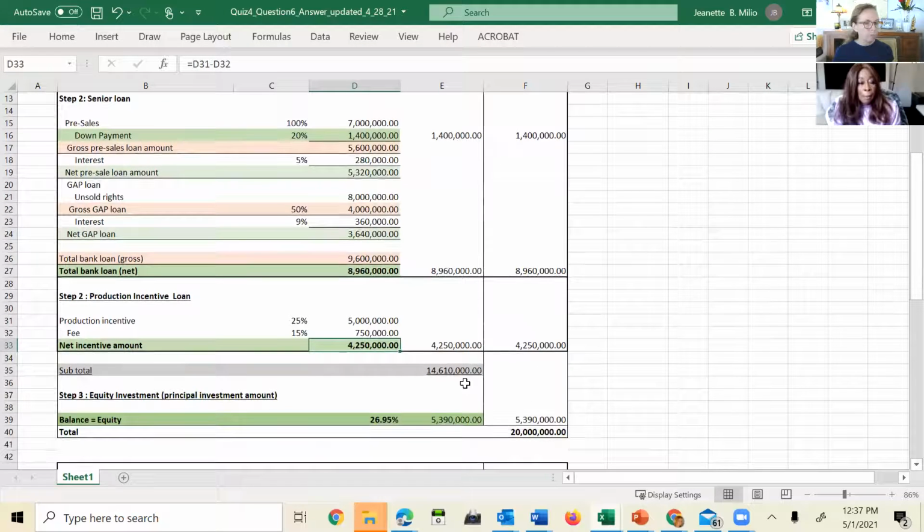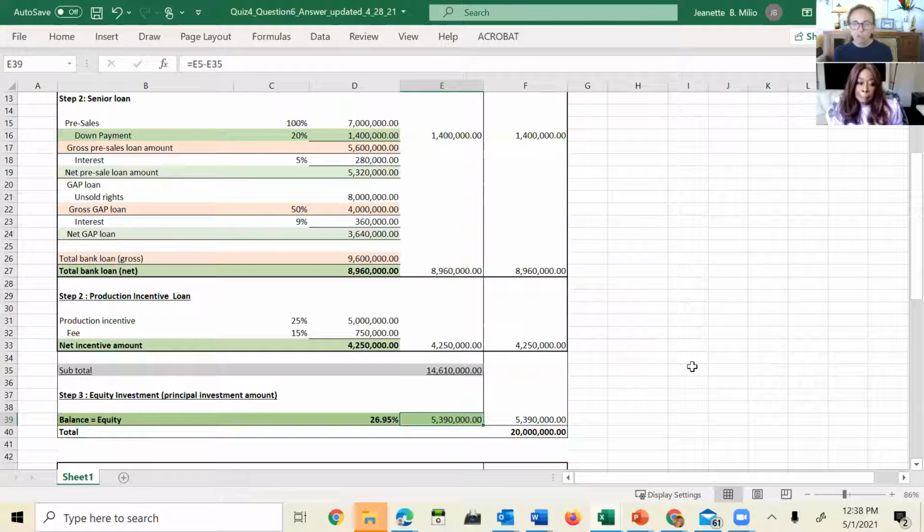So we're figuring out how much money we have collected so far from all these sources. It's $14,610,000. What do we need from our equity investor? It's $5,390,000. That is all that's happening here. It's the same case study as before.